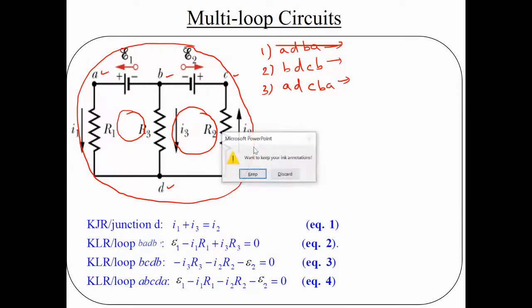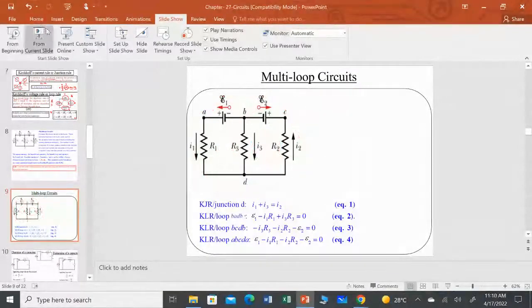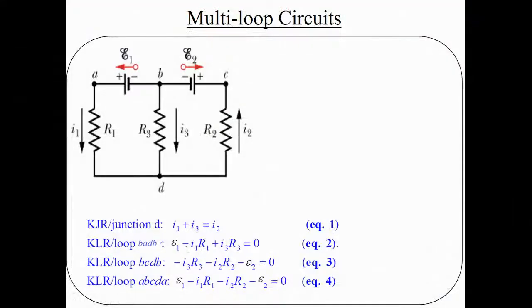Okay, listen. Because the space is very short, I can just reuse it. Let's consider our first loop. What is our first loop? My first loop is A, D, B, and A. Let's frame the equation for this. Here you can see the direction of the current given by the battery is in this direction. Let's start from here. You have to separate the battery EMF and separate the current with its resistance.